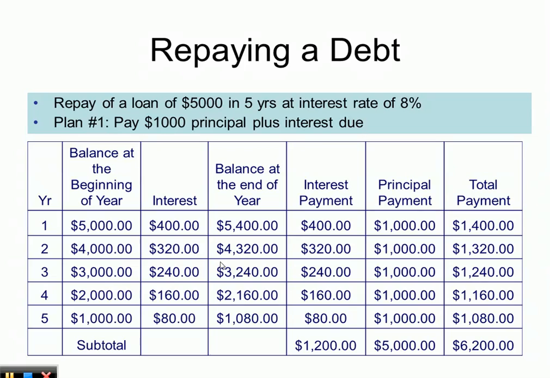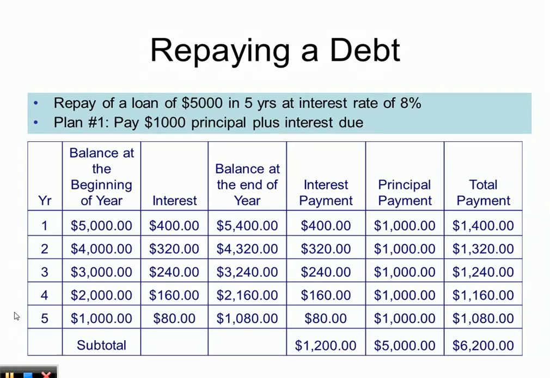So this balance at the end of the year is actually reduced by 1,240, and so we only have 2,000 left. So we have 2,000. This is the interest on 2,000. This is the balance, and we're paying the full interest, and we're paying 1,000 of principal. So that's our total payment, which reduces this balance to just 1,000 at the beginning of the year 5.